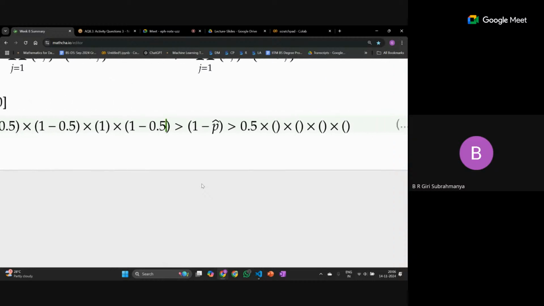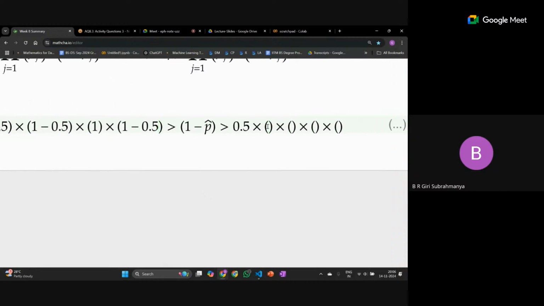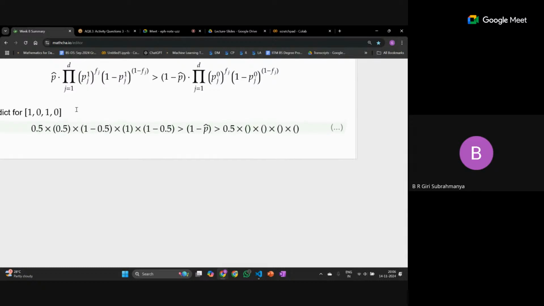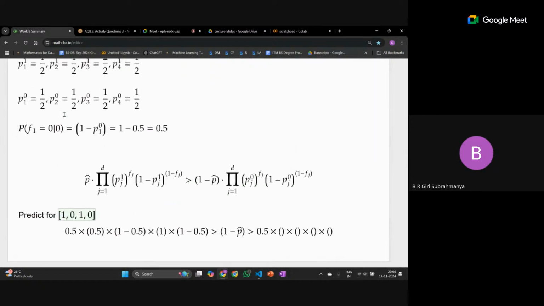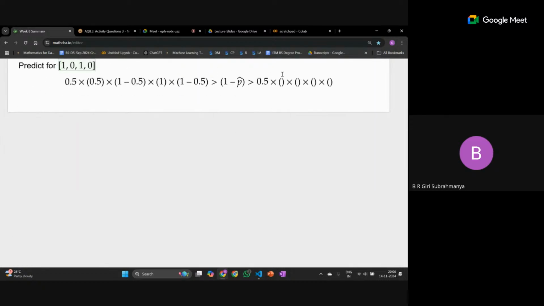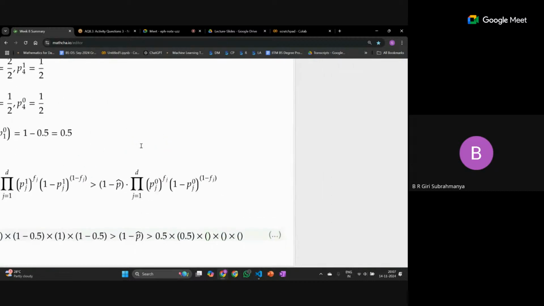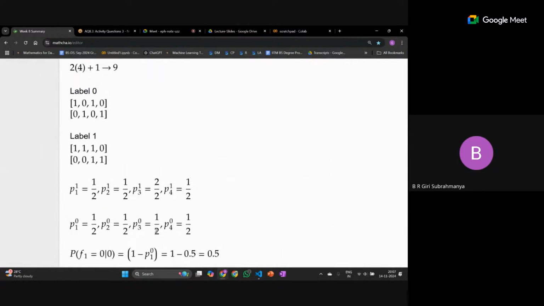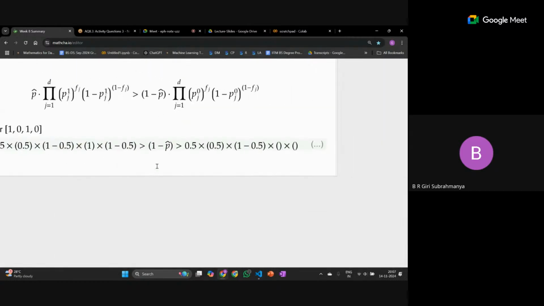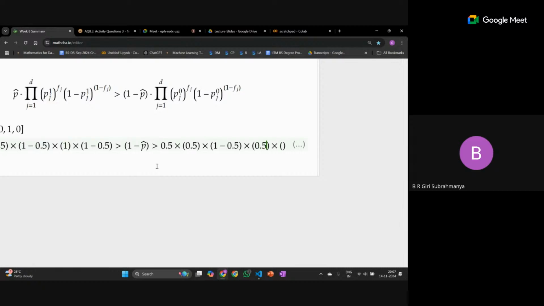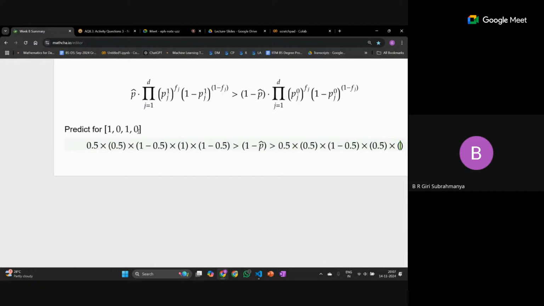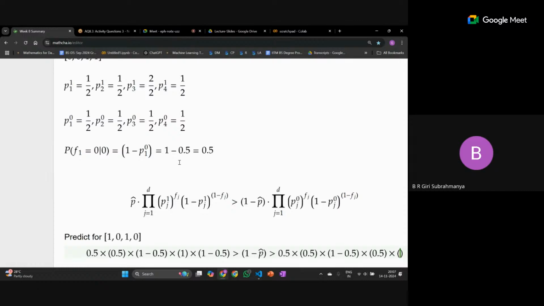Now here, again, the first feature is there. So you go here, 1 by 2. First feature is there. This is 0.5. Now the second feature there, no. So this is going to be 1 minus 0.5. Is the third feature there? It is there. So it's going to be just 0.5 itself. And is the fourth feature there? It is not there. So this is going to be 1 minus 0.5.